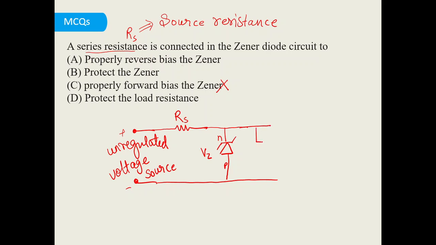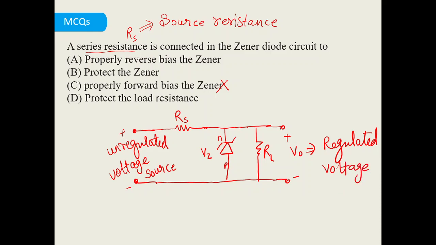This is the load resistance RL, and whatever output we are getting here, plus or minus VO, is the regulated voltage. Now a series resistance is connected in the Zener diode circuit. For what purpose is this RS connected?